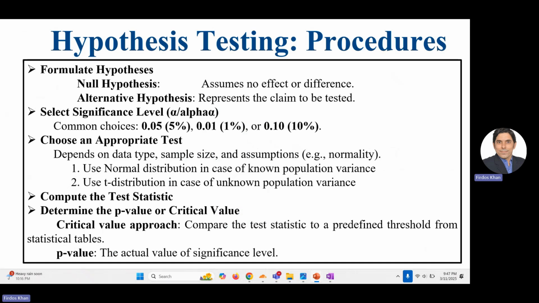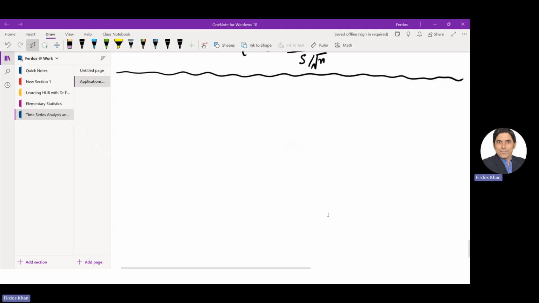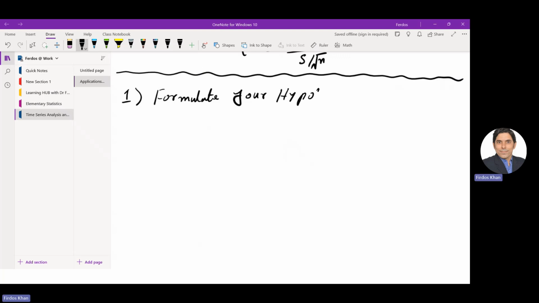The first step is to formulate your hypothesis, and that means the null hypothesis and the alternate hypothesis. So I'll explain here. The formulation of hypothesis is the first step. You can do this from your data. There should be some statement in the data, and you should know how to do that from the data.